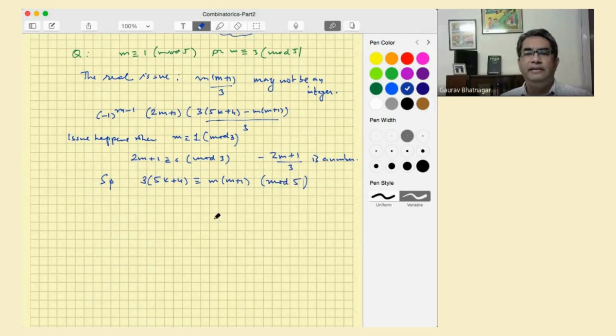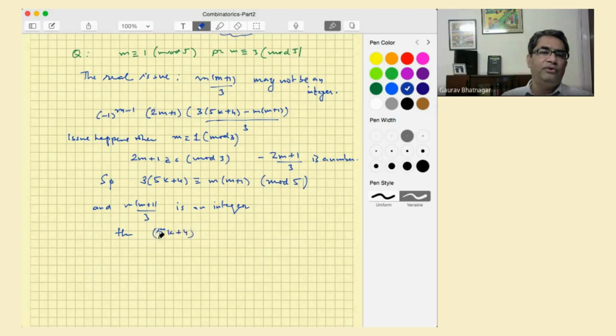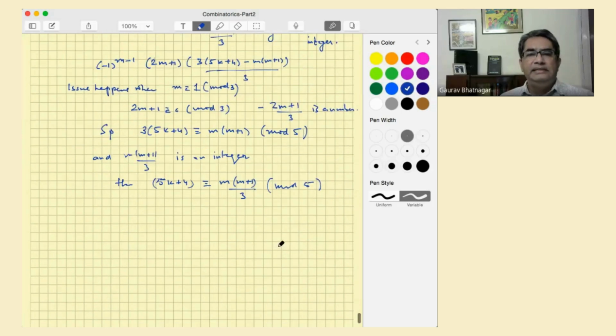okay, and m plus 1 over 3 is an integer. Then 5k plus 4 is congruent to m into m plus 1 over 3 mod 5. So this also you can prove.